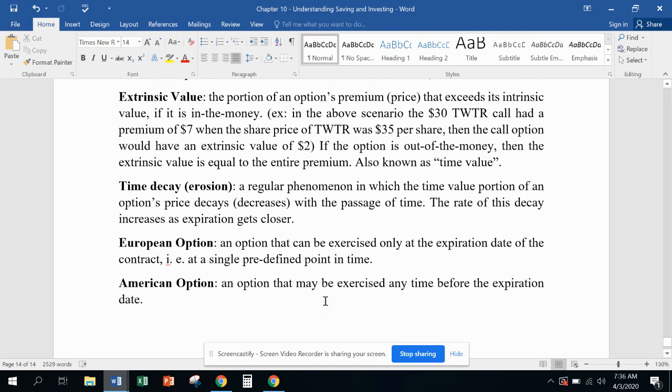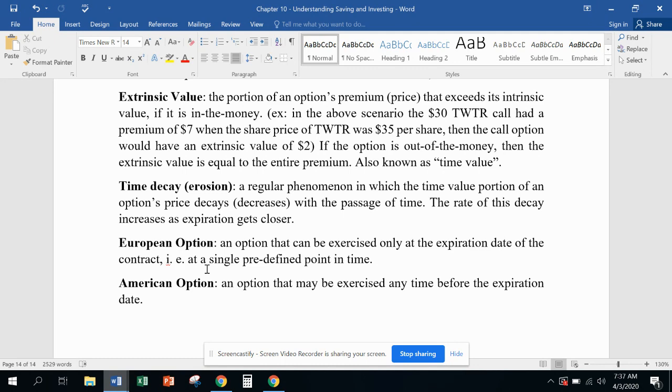Now, many of the option contracts that we'll be talking about are going to be American, and that means the option can be exercised anytime before the expiration date. But some option contracts, mostly commodity contracts, are structured as European, and that means they can only be exercised at the time of expiration.